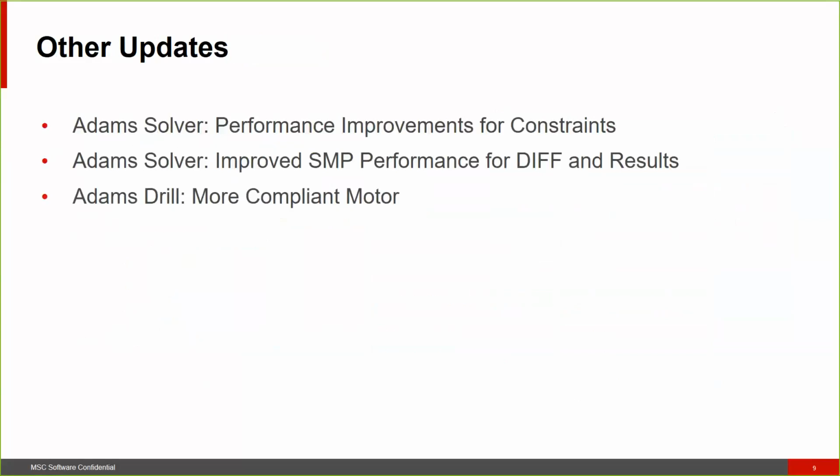Within the still relatively new Adams Drill product, we've added a more compliant motor component. The bend angle in a bent-push motor was previously enforced with a motion constraint on a revolute joint. In Adams Drill 2018.1 now, this motion constraint has been replaced with a rotational spring damper, and those characteristics are automatically determined by geometry and material properties specified for the motor component.